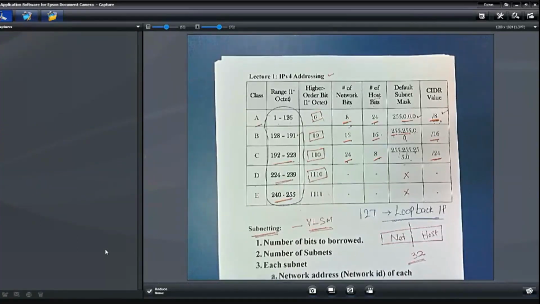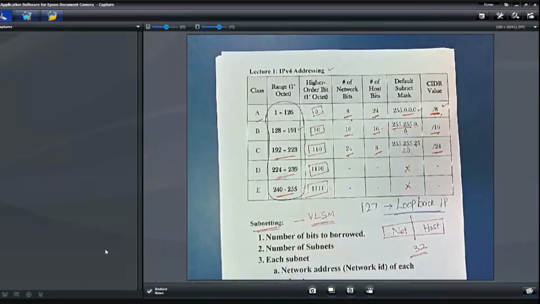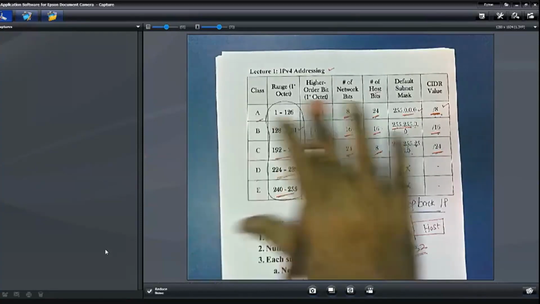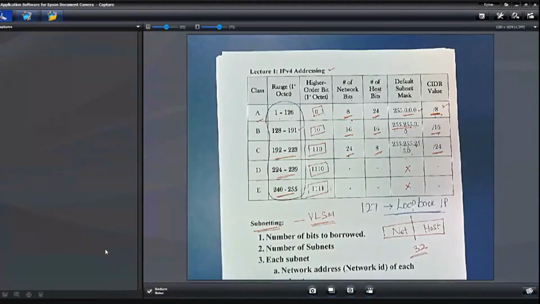Then the higher order bit for class E is 4 ones. This is also going to be fixed. So this table is going to be a very important table. We already used this table, but I'm giving you a summary, a revision, so that you can easily remember things. After this, you can go through your lectures. If you go through your lectures, things will become very easy for you.